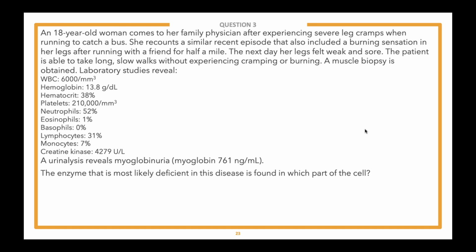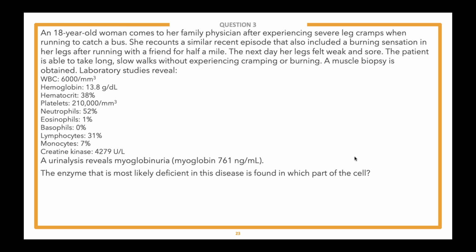Laboratory studies reveal white blood cell count of 6,000, hemoglobin of 13.8, hematocrit of 38, platelets of 210,000, neutrophils 52%, eosinophils 1%, basophils 0%, lymphocytes 31%, monocytes 7%, creatinine kinase 4279. A urinalysis reveals myoglobinuria 761. The enzyme that is most likely deficient in this disease is found in which part of the cell?